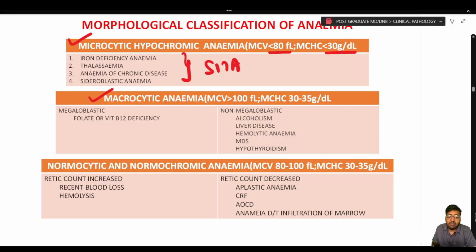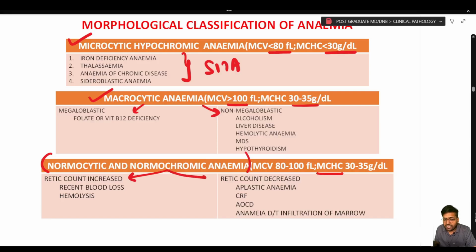Okay, then we have macrocytic anemia, where the MCV is more than 100, MCHC is between 30 to 35 gram per deciliter. So the causes can be megaloblastic and non-megaloblastic. We have already discussed this, so we are not repeating it once again. And then very importantly, normocytic normochromic anemia, wherein MCV and MCHC, both of them are within the normal range. So how do you classify them? You have to go for the retic count.